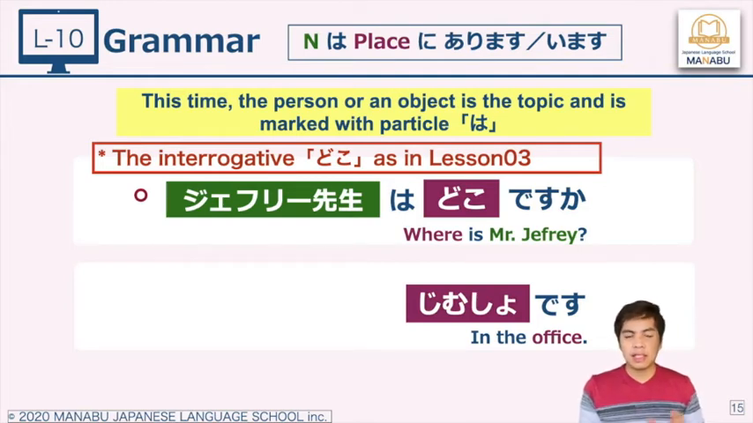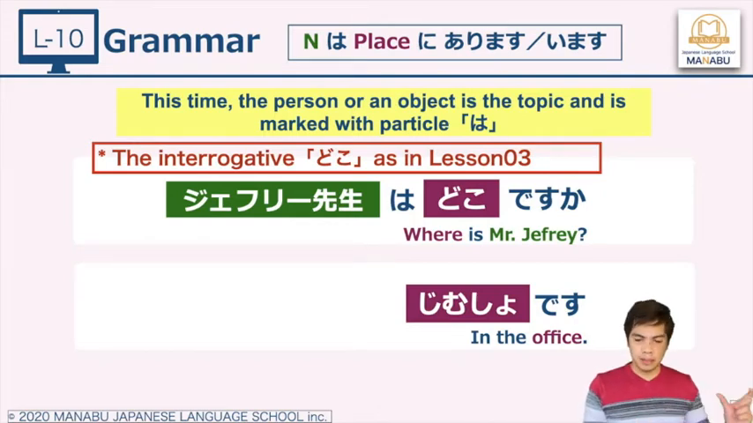Next example is Jeffrey sensei wa doko desu ka? So we will answer the doko desu ka with the place, jimusho desu. Or you can use the sentence pattern place ni imasu. Jeffrey sensei wa jimusho ni imasu.